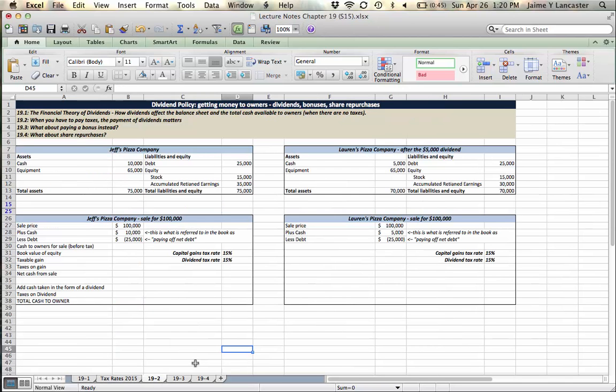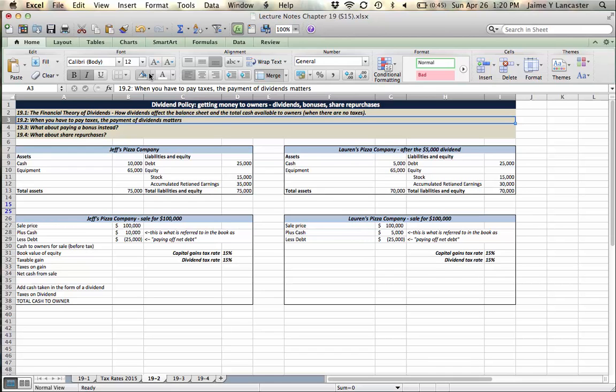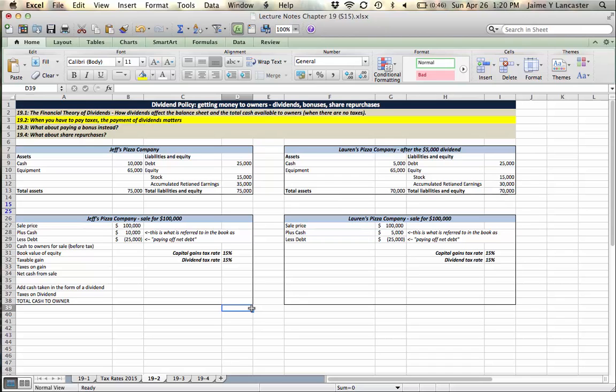So if this is the spreadsheet that we're looking at, we're going to take a look basically at section 9.2 in the book, where we realize that if you have to pay taxes, the payment of dividends matters, right? In our previous slide, we showed that with no taxes, in terms of getting money to the owners in the lowest tax situation, it doesn't matter. But let's take a look at a different situation where Lauren, again, is looking at paying herself a dividend, and Jeff, again, is not. And then let's compare the results of these two individuals' payment strategies under taxes.